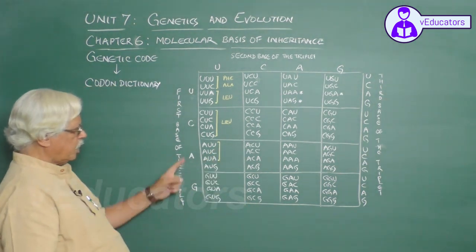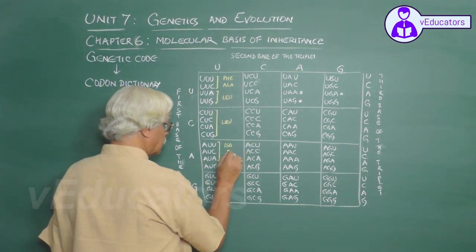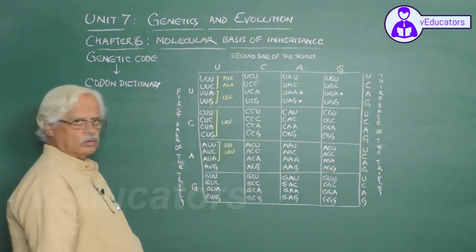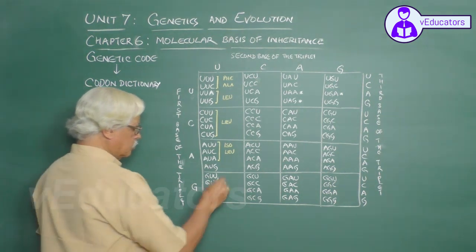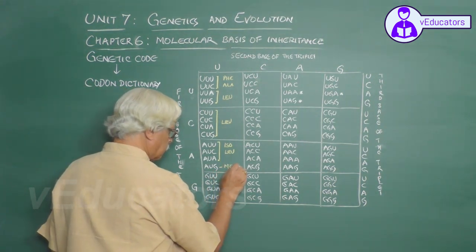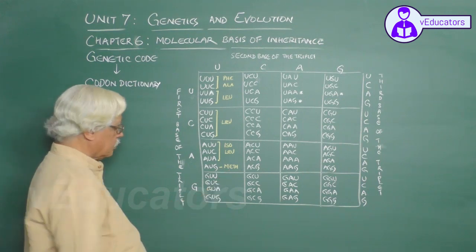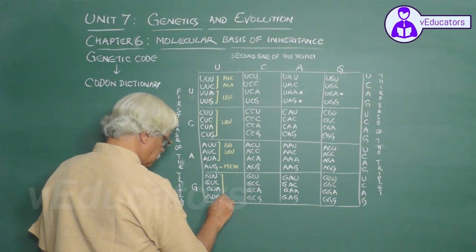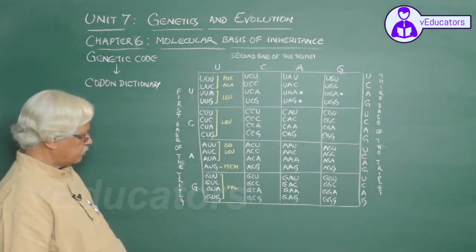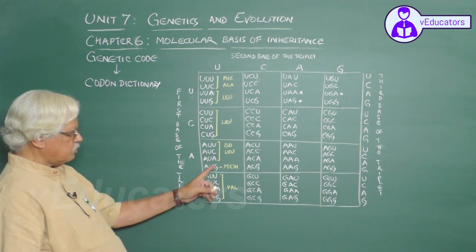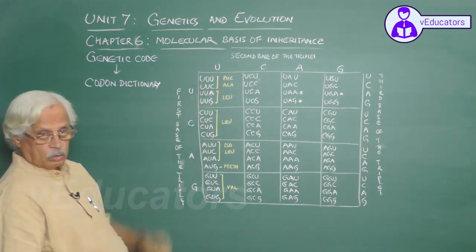These three, AUU, AUC, AUA, code for isoleucine. AUG alone codes for the amino acid methionine. These four code for the amino acid valine. Valine has four codons. Methionine has one codon. Isoleucine has three codons. Leucine has six codons. Phenylalanine has two codons.